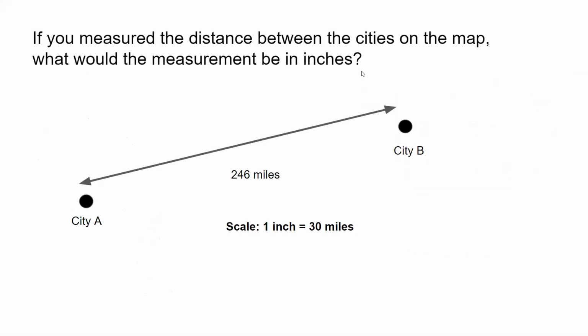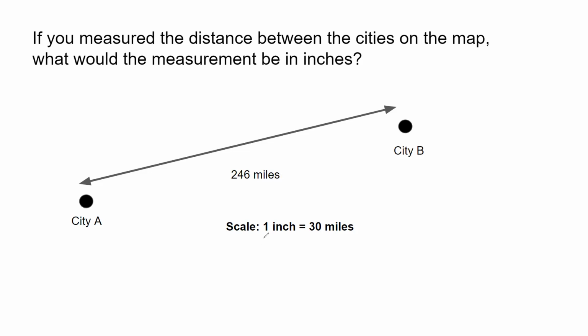If you measured the distance between the cities on the map, what would the measurement be in inches? So here we have more of a map situation. We've got 2 cities. It says that the distance is 246 miles. And we have the scale. So you might notice in this case, we're sort of doing the opposite. We're trying to figure out what the distance is on paper. So the process is exactly the same, though.